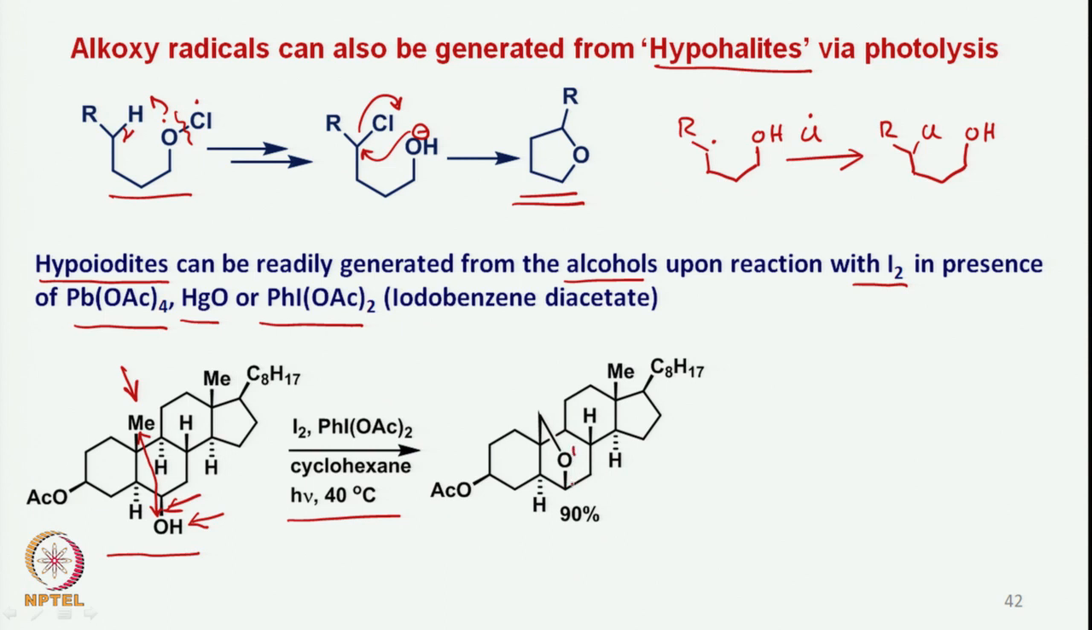So, this is a 1, 2, 3, 4 and this 5. So, this is a very interesting molecule having a tetrahydrofuran unit embedded in the steroid molecule by this reaction. So, this example is an extension or related reaction to the Barton reaction by using hypohalite, hypoiodide.